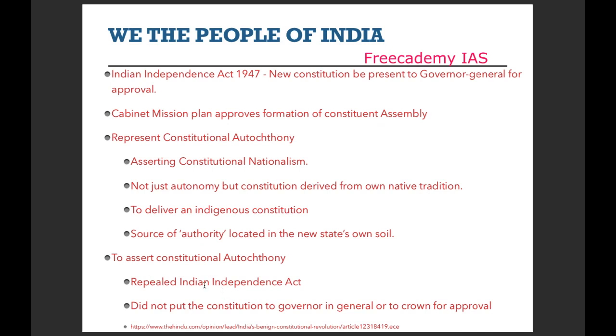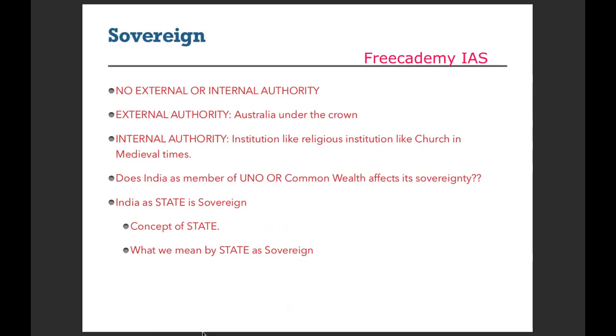So basically, the Indian Constitution was prepared by its own people. It has no legality or legal backing from the British Parliament. It rejected the British Parliament and the constitutional legality of the British Parliament. So our constitution is indigenous. It is prepared by our own Indian people, and it has been given to the Indian people. To understand more on constitutional autochthony, you can read this link on The Hindu.